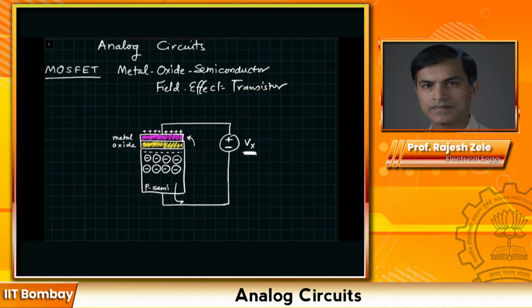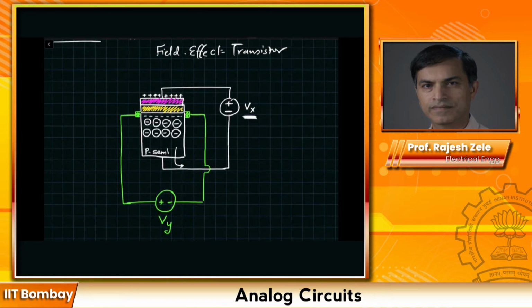Now, let's do something even more interesting. We will apply a potential Vy in this fashion. We are applying positive potential to the left side and negative potential to the right side. Naturally, as we keep increasing our Vx further, then negatively charged electrons will come under the channel. They will start coming from this negative potential of Vy. So we are drawing more free electrons from the battery Vy under the channel.